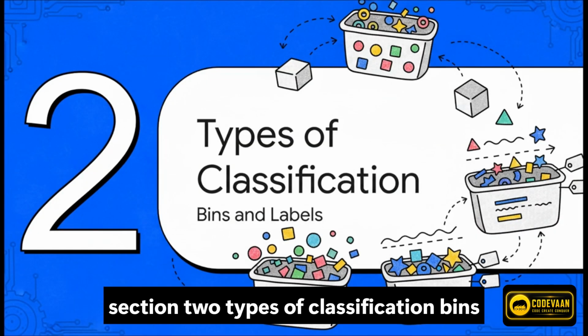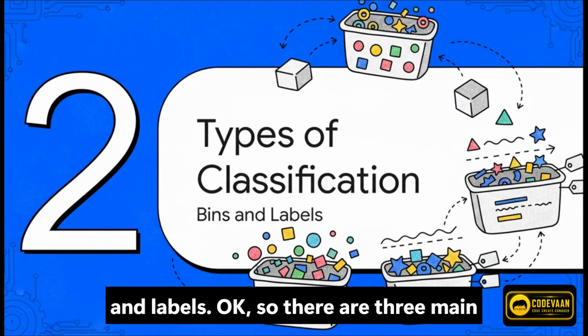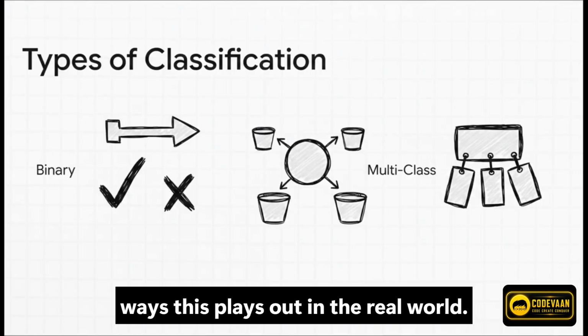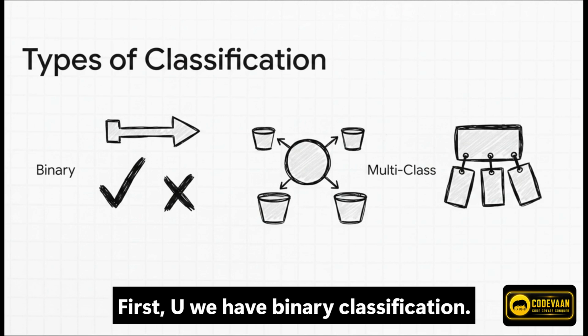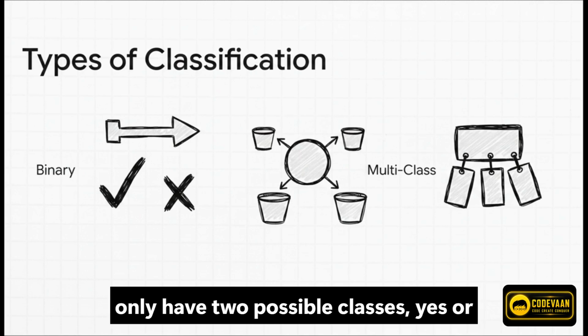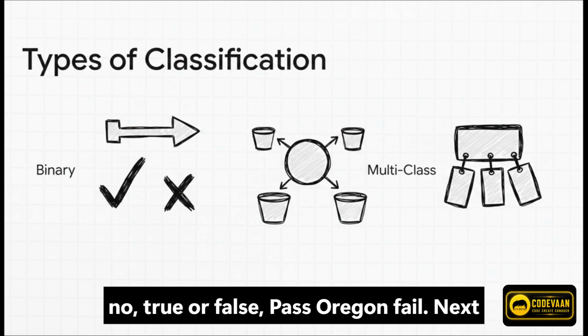Moving right along to Section 2, Types of Classification, Bins and Labels. Okay, so there are 3 main ways this plays out in the real world. First up, we have binary classification. This is the absolute simplest form. You only have 2 possible classes, yes or no, true or false, pass or fail.